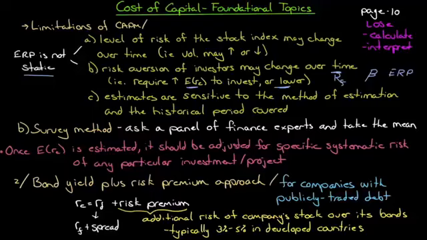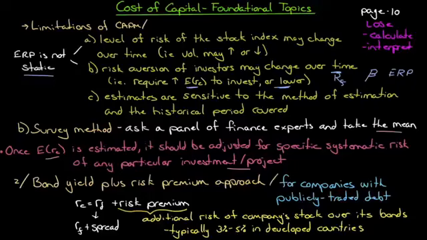Beyond the historical method, we have the survey method of determining the equity risk premium. Just ask a panel of finance experts and take the mean. It couldn't be more straightforward than that. Once you come up with an expected return, once you take the mean, you can then adjust that mean for any specific systematic risk of any particular investment or project a company is considering.